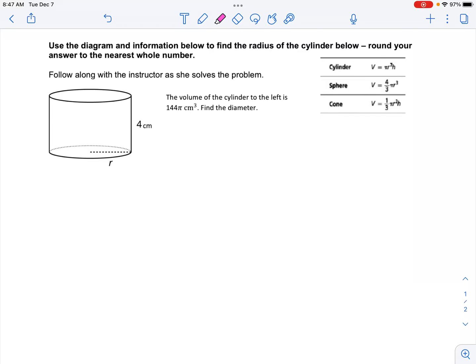All right, welcome to Station 8. You are doing a spectacular job. And in this station, we are going to work with 3D shapes.